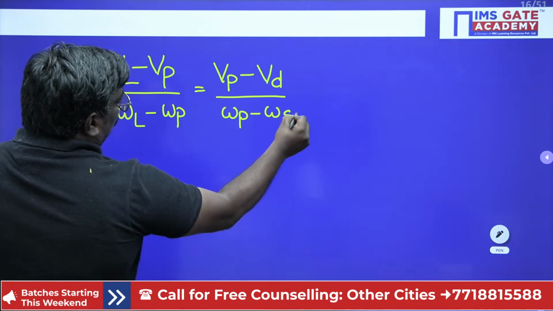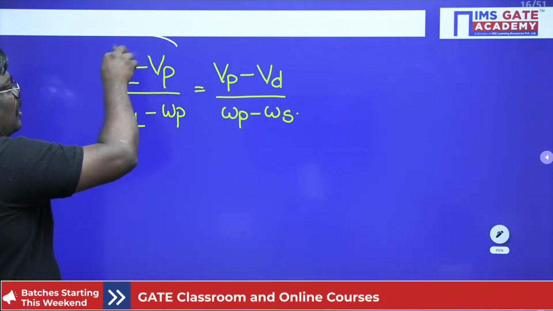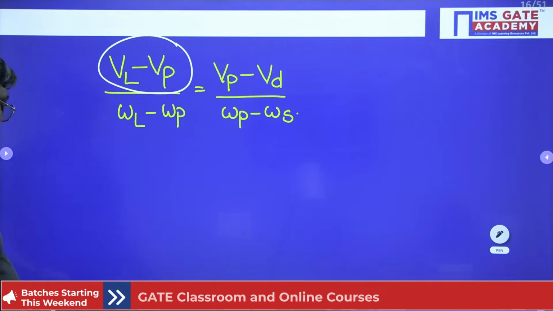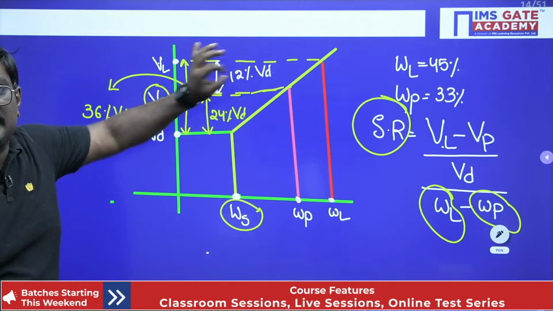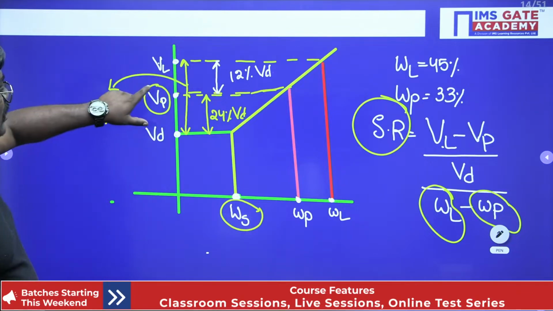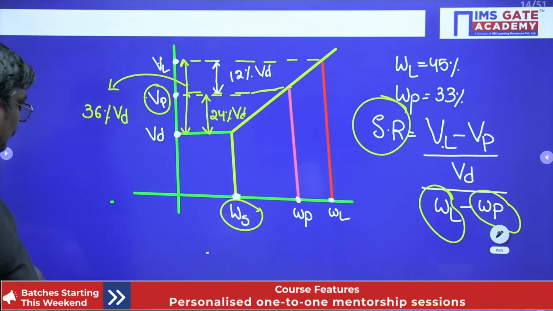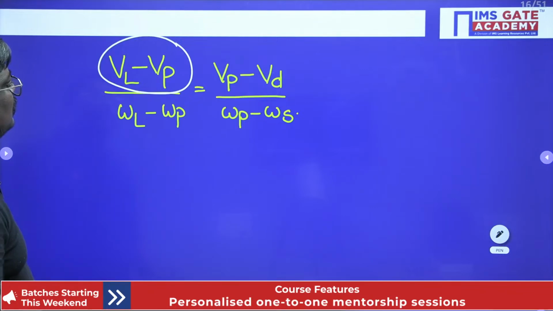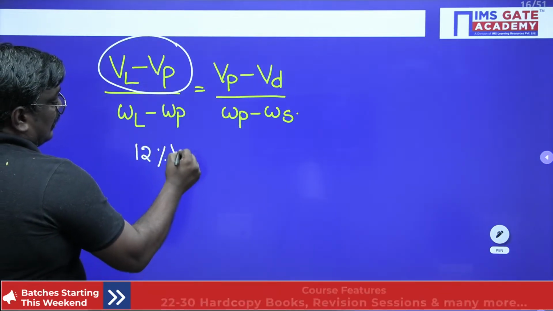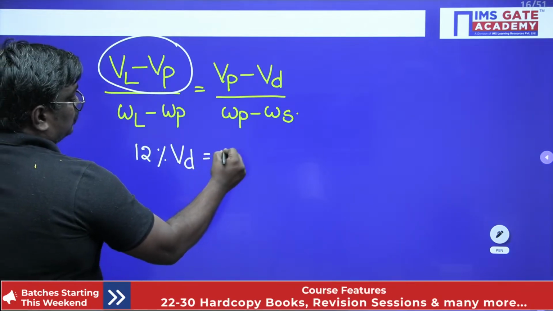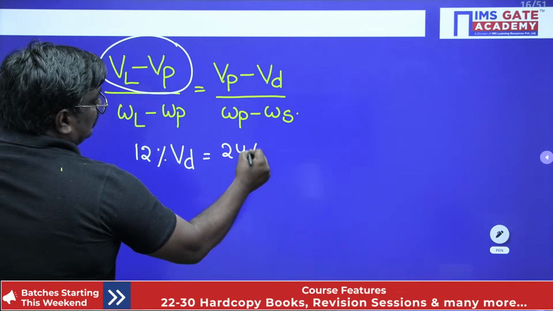Okay. Now see, what is the volume change from liquid limit to plastic limit? It is 12 percentile of VD. What is the volume change from plastic limit to dry state? It is 24 percentile. So this is 12 percentile VD and VP minus VD is 24 percentile VD.